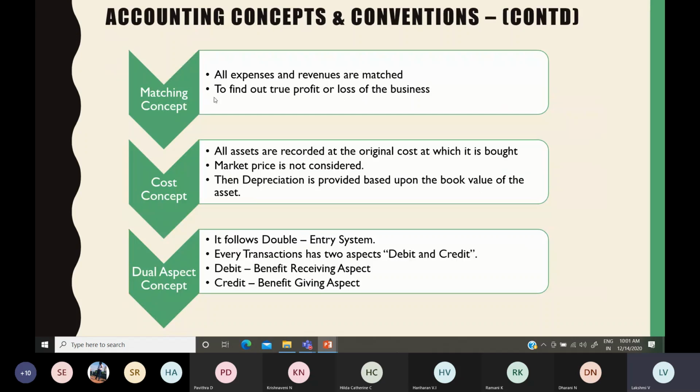And moving on to the matching concept. What is meant by the matching concept is that if you want to find out your company's profitability position, whether you are earning a profit or incurring a loss in any particular year, only if your expenses and revenues are matched can you know your profitability position. So the matching concept is that you match all your expenses.